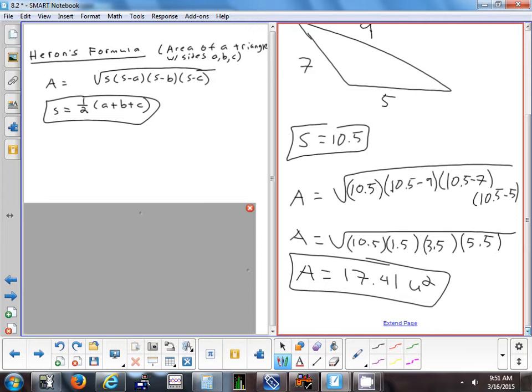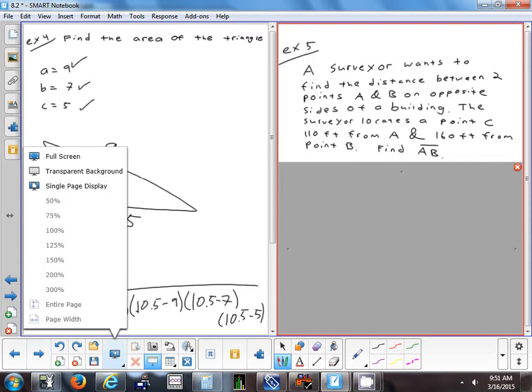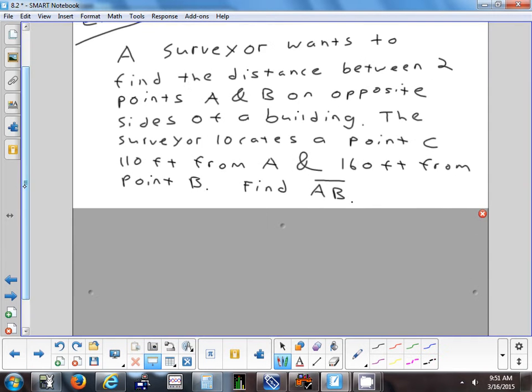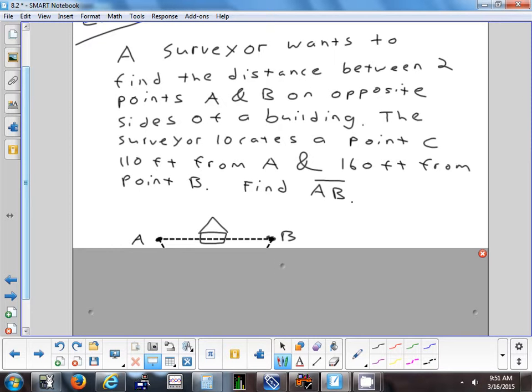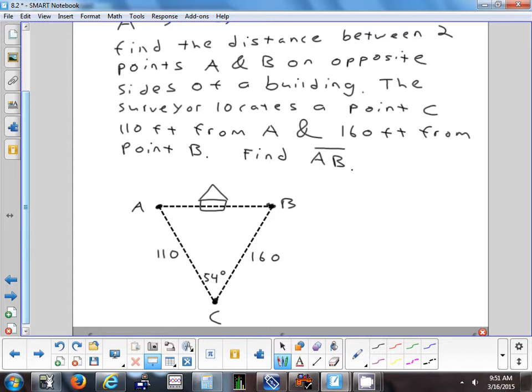And the last one, it's a word problem. Let's just see if we can get the diagram, and then I'll leave solving it for you. It says a surveyor wants to find the distance between 2 points, A and B, on opposite sides of a building. The surveyor locates a point C that's 110 feet from point A and 160 from point B. He wants us to find the distance between A and B.